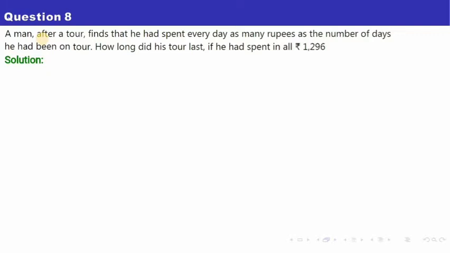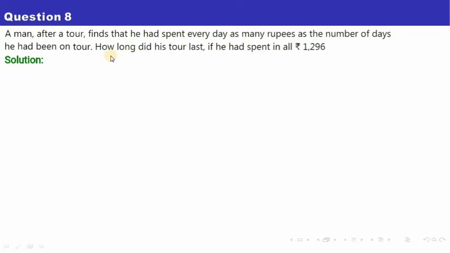That means if he is going on the tour for 10 days, then every day he is spending rupees 10. If he is going for 20 days, then he is spending every day rupees 20. That means if he is going for X number of days, then that guy is spending every day rupees X. That's the meaning of the first sentence.